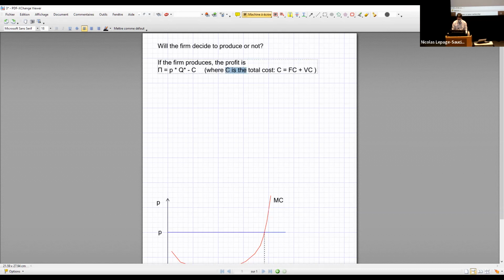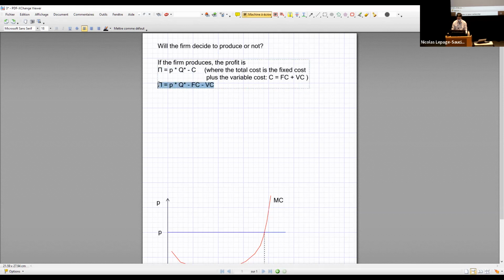Let me write it this way, where the total cost is the fixed cost plus the variable cost. C equals FC plus VC. So let us substitute this. I'm going to have minus fixed cost minus variable cost, because this is minus cost.